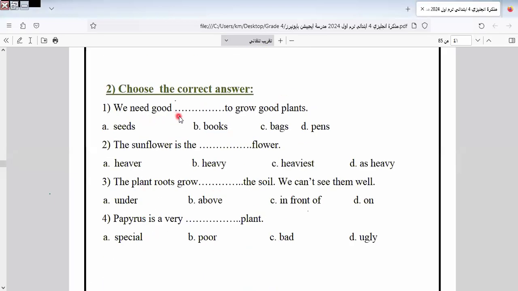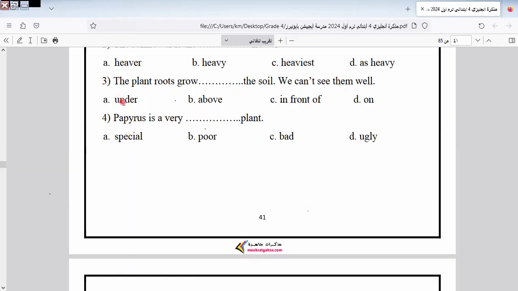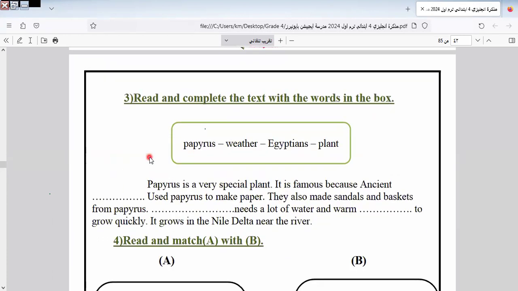Here we say we need good space to grow plants. We need good seeds. The sunflower is the heaviest flower. So I select this one. Why? Because we have the and I put est to the adjective. The plant roots grow in the soil. You can't see them well. Here it is grow under the soil, so we can't see them well under the soil. The purpose is very special plant. Let's go to another one here.